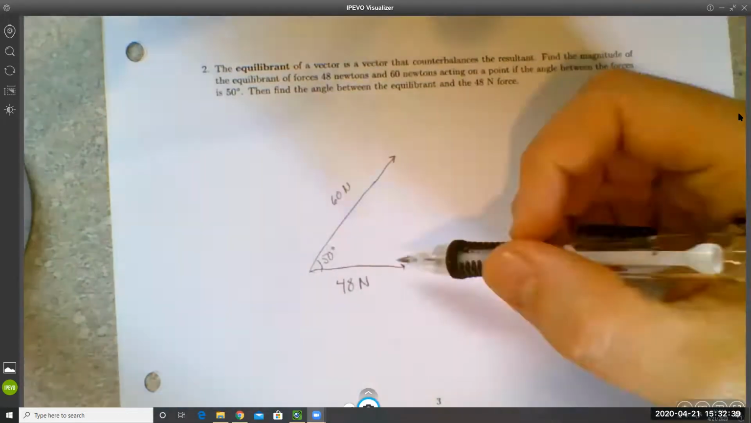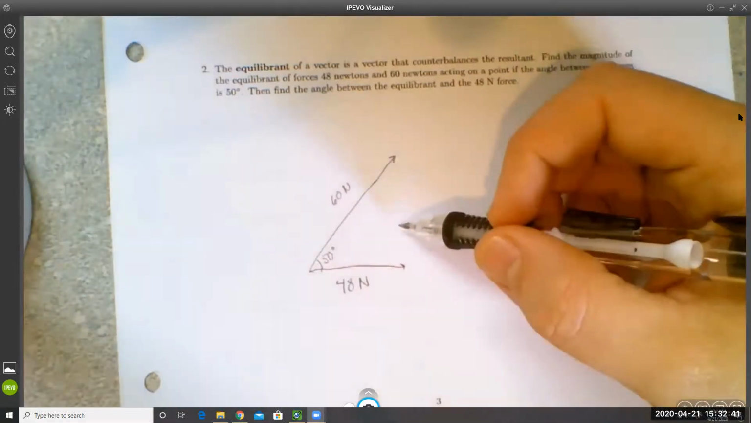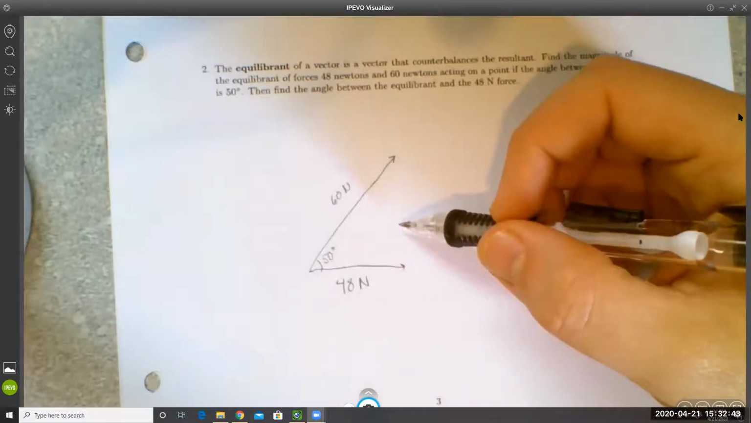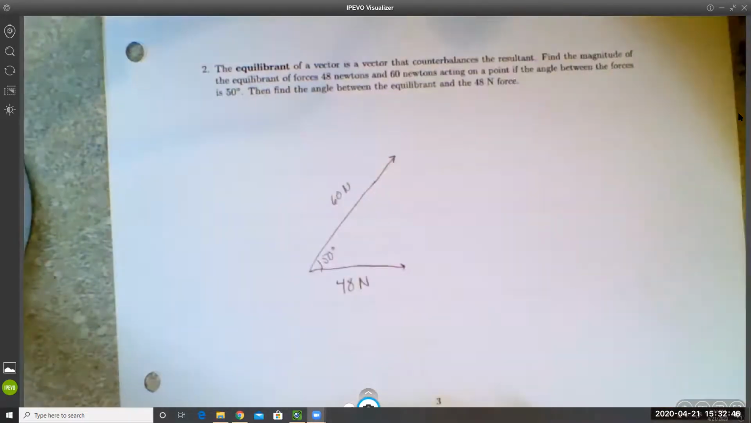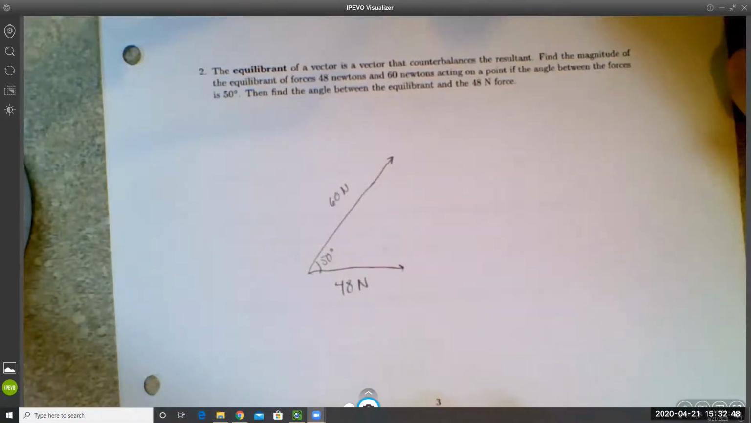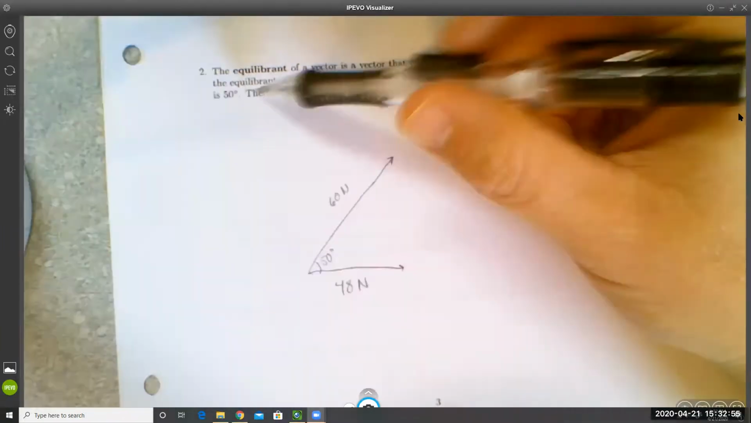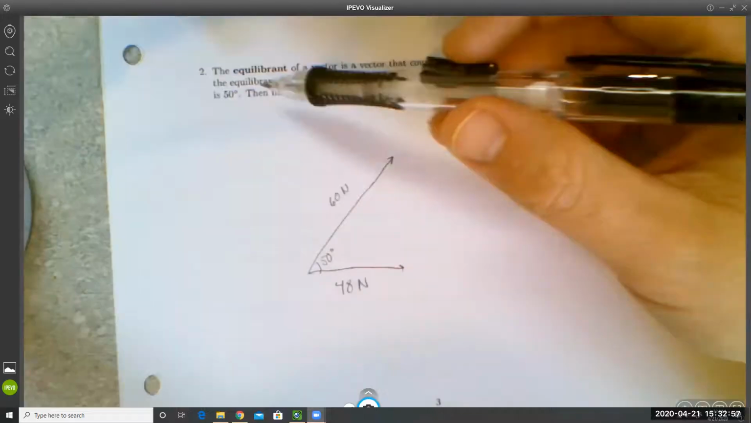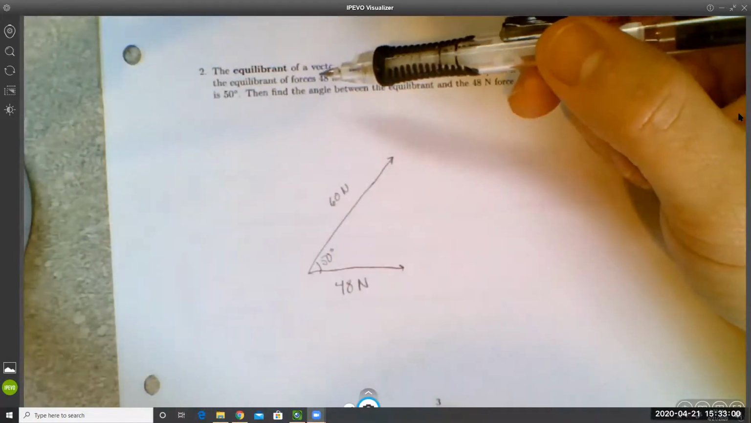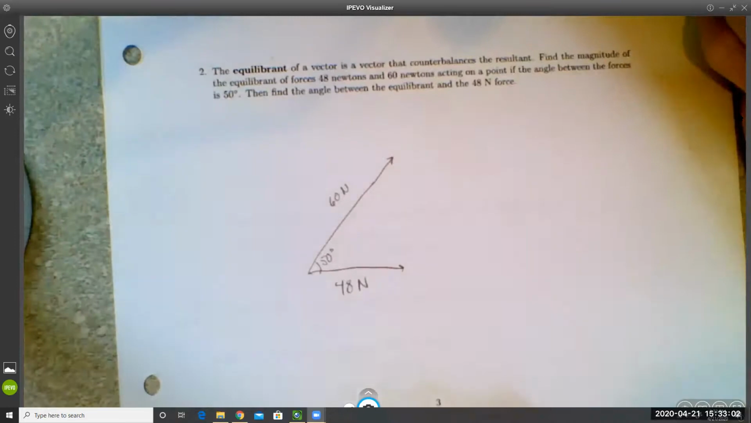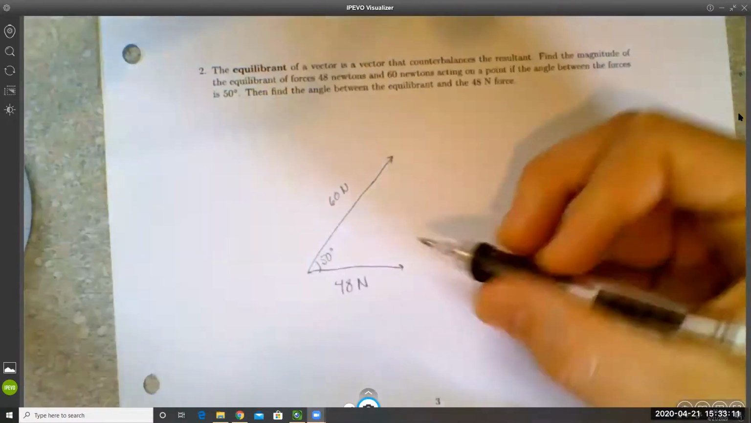Anyway, okay. So I don't know how well I'm drawing this to scale or anything like that. I'm pretty certain it's probably not to scale, but that's all right. So again, I want to find the equilibrant. Yeah, I want to find the equilibrant. In order to do that, the equilibrant is just the opposite of the resultant. So if I start off by finding the resultant, then I've got the equilibrant in the bag.